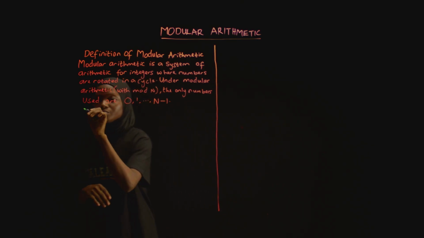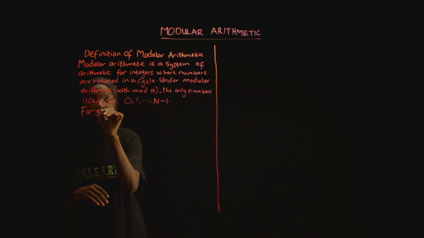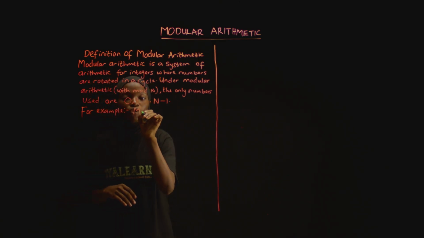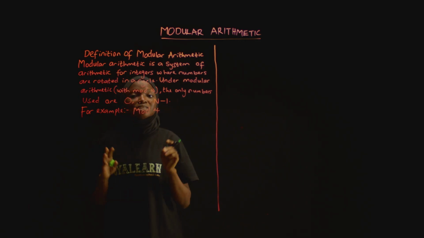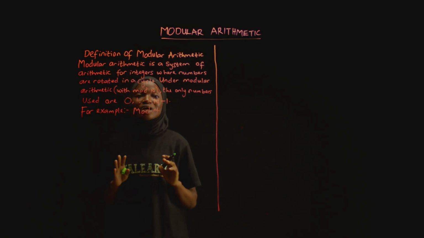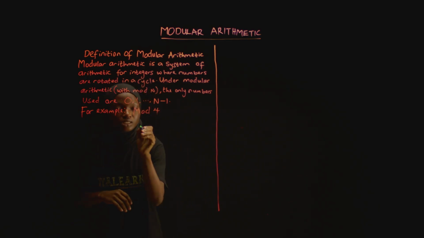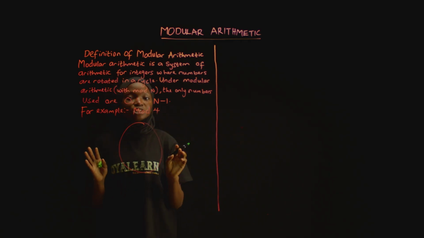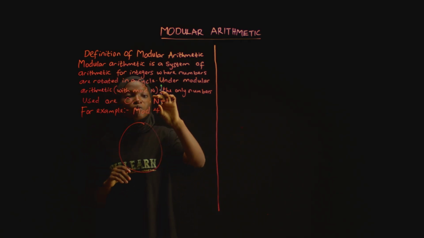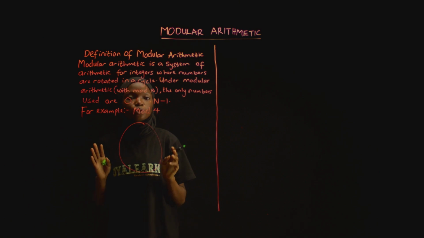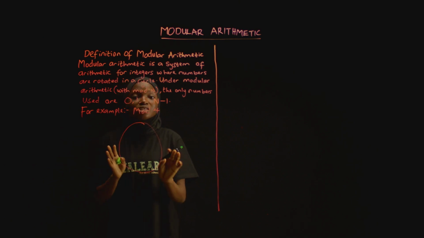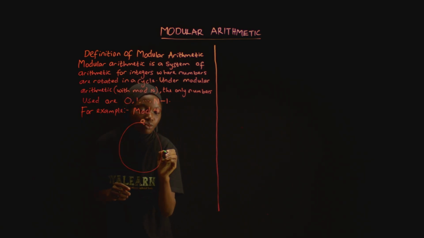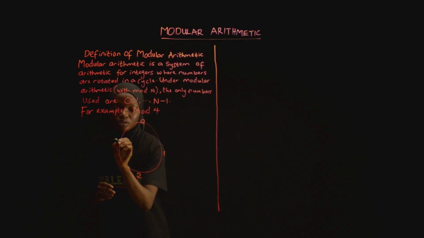Let's look at an example. For example, we look at the mode 4. Now, we said modular arithmetic is a system of integers when numbers are rotated around the circle. So here we draw a circle. Numbers used in mode 4 will be 0 to 4 minus 1, 3. That is, we have digits 0, 1, 2, and 3. So we take the digits 0, 1, 2, 3 round the circle.